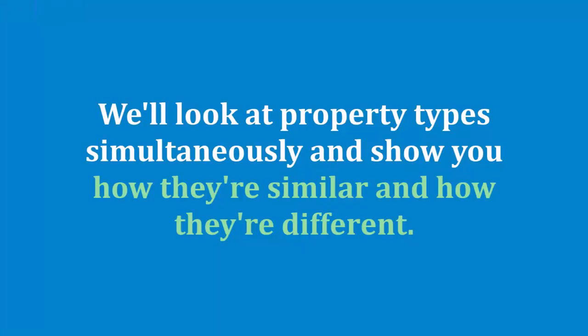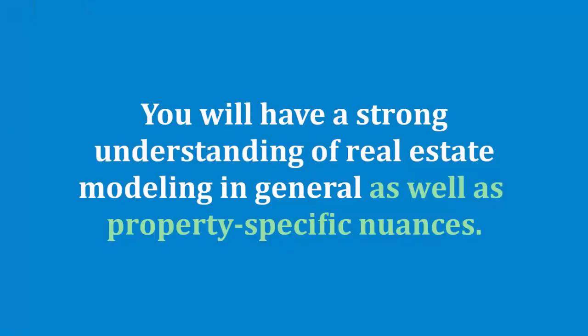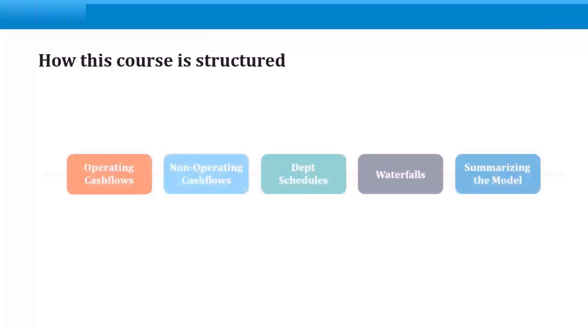First, it will allow us to extrapolate lessons across various property types, highlighting where they are similar and different. Second, it is more efficient as we won't have to duplicate teaching for things that are similar across property types, such as operating expenses. For example, operating expenses in an office building and an industrial building may be slightly different, but not different enough to warrant walking through each individually. And finally, it will allow us to discuss the intuition underlying real estate modeling more generally, while also delving into property type specific nuances.